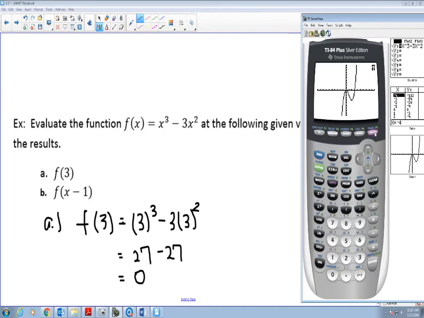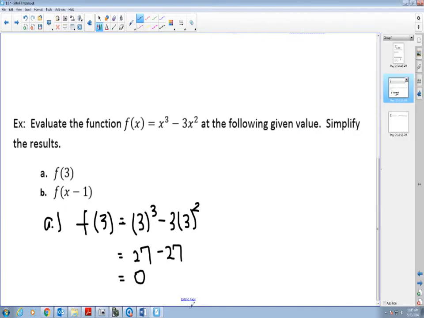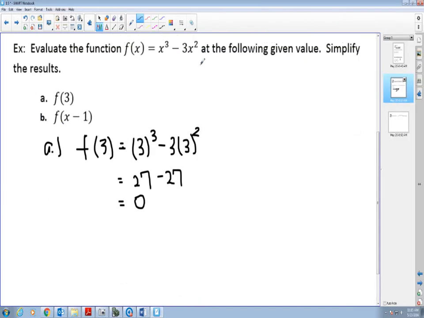If I go to my table and go down to x equal to 3, it tells me my output, the y value, is also 0. So that is my answer after I evaluate, representing the y value. Another way I can evaluate functions, besides doing it by hand or using the table, is to click on second calc, choose number 1 value, and simply type in x equal to 3, and it will give me my output y equal to 0. So we have three basic ways we can do this. All right, let's try part B, where we have to substitute x minus 1 into my function.